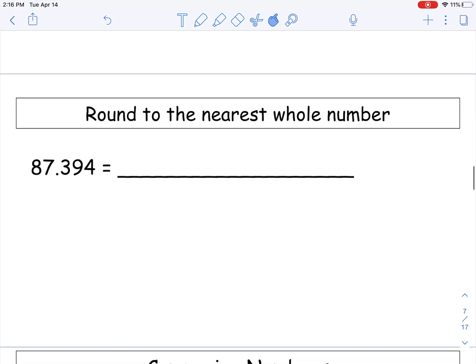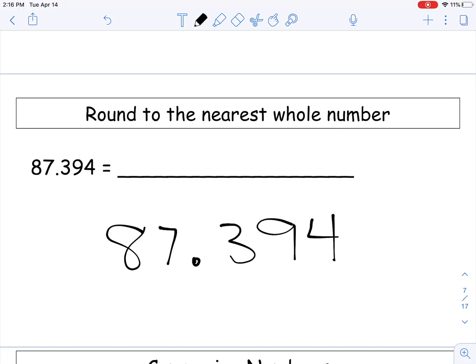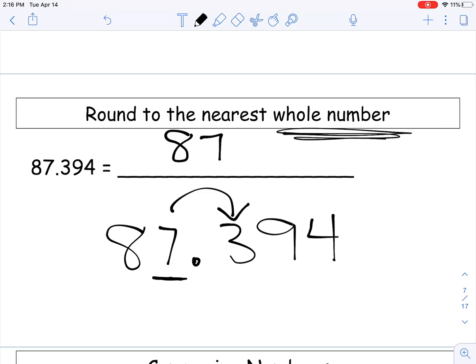Rounding to the nearest whole number. Remember, whole number is the ones place. So I'm going to write the number. Underline that ones place. I look next door, it's a 3. So that means the 7 stays the same. Everything in front of it I keep. And everything after it goes away because I'm rounding to a whole number. And a whole number should not have that decimal.